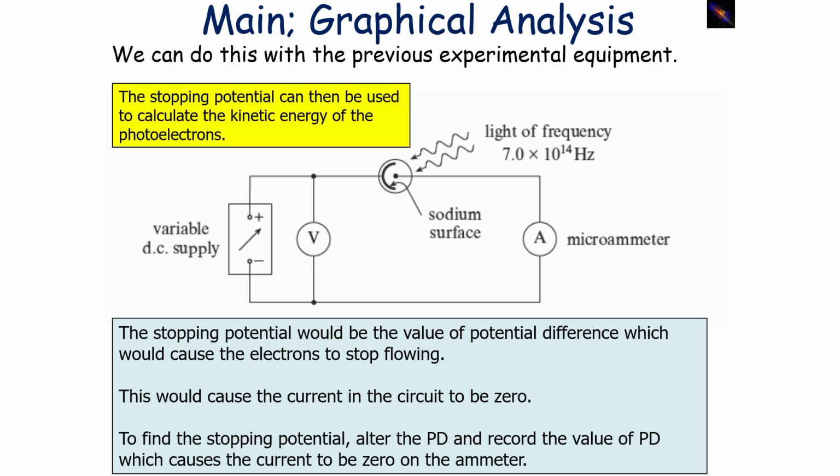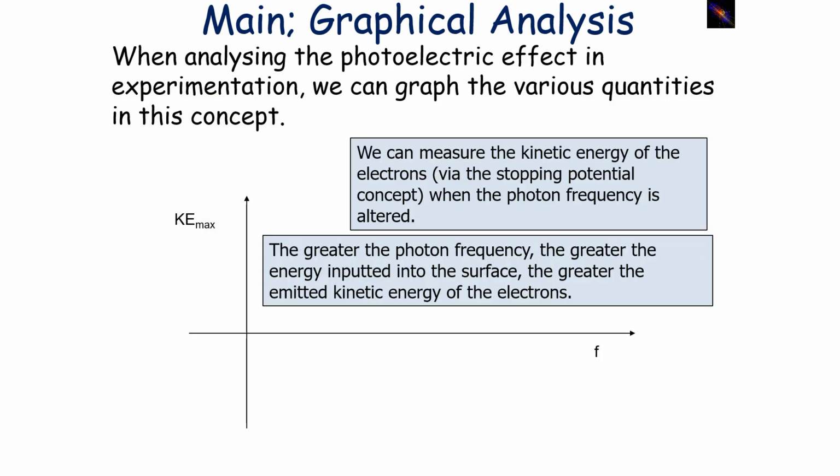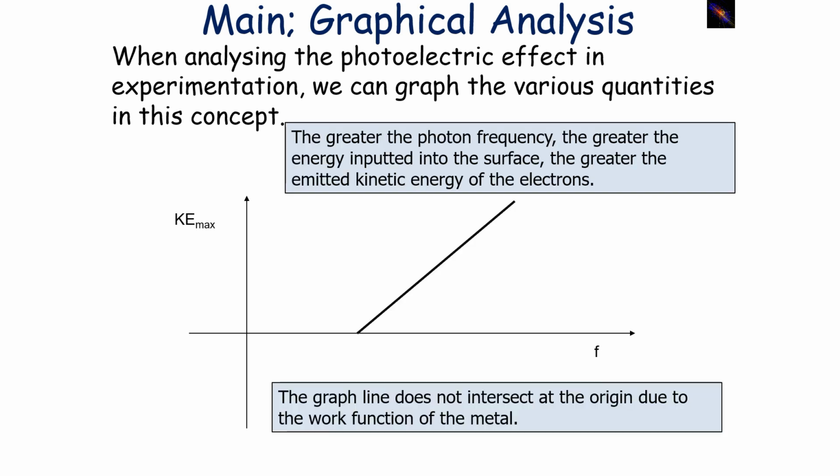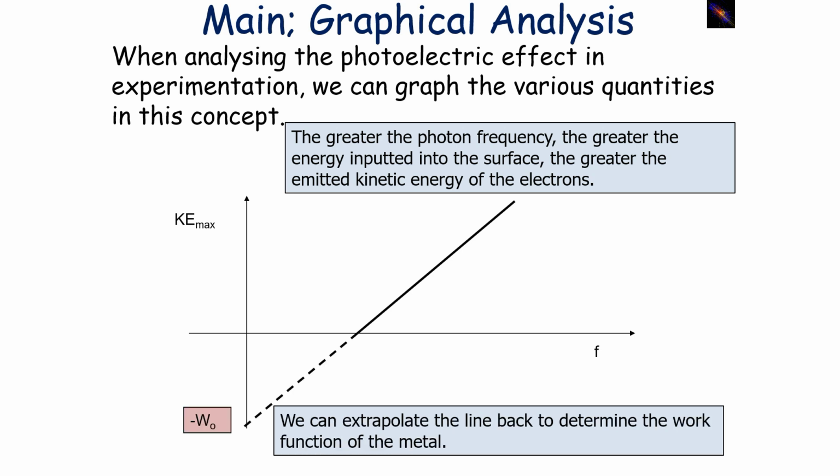Now again we can use the stopping potential to then calculate the kinetic energy of the photoelectrons. Now you can then plot the kinetic energy of the photoelectrons against frequency. Now the greater the photon frequency, the greater the energy inputted into the surface, the greater the emitted kinetic energy of the electrons. So you can see the following graph. Now the graph does not intersect at the origin because of the work function of the metal. We can extrapolate the line back to actually determine the work function of our metal.